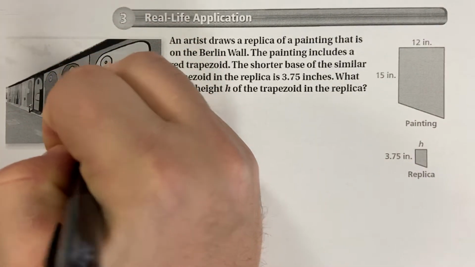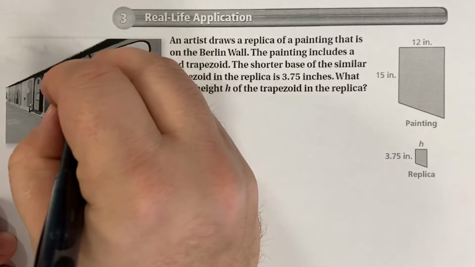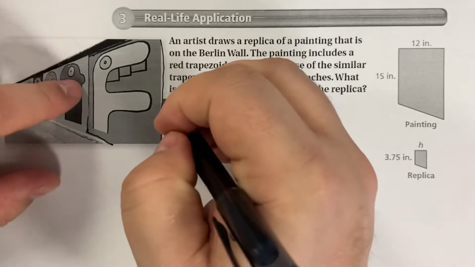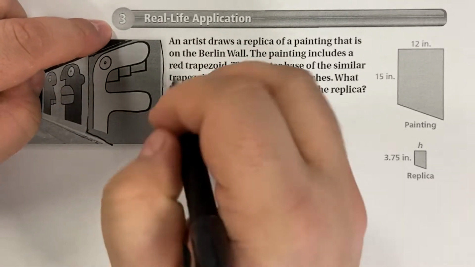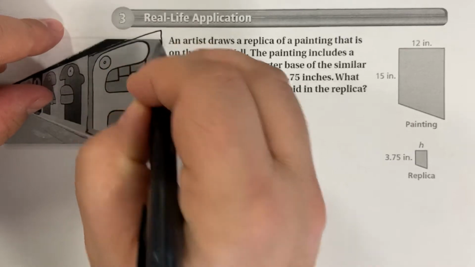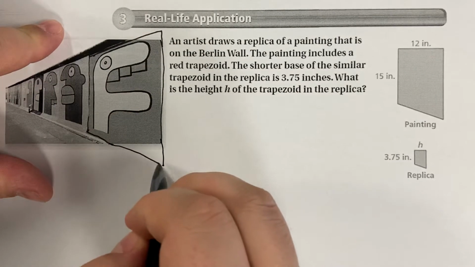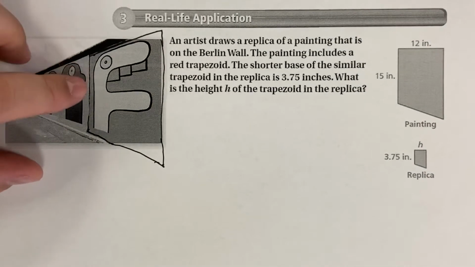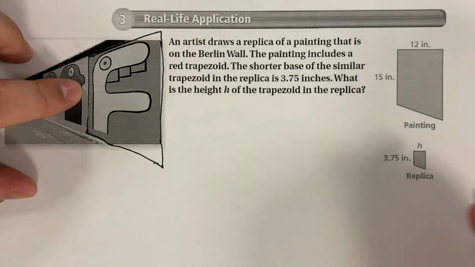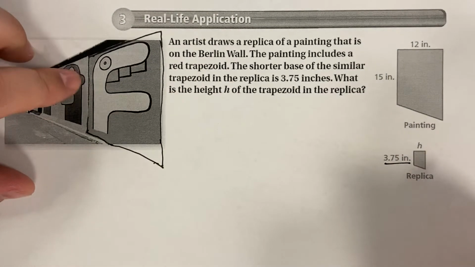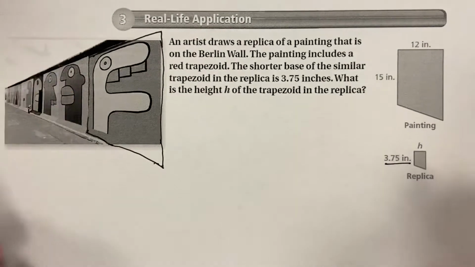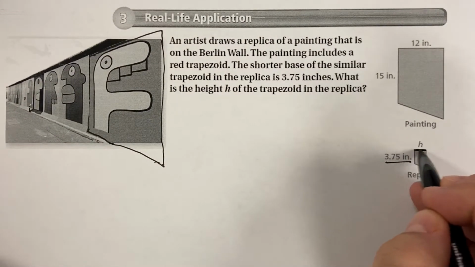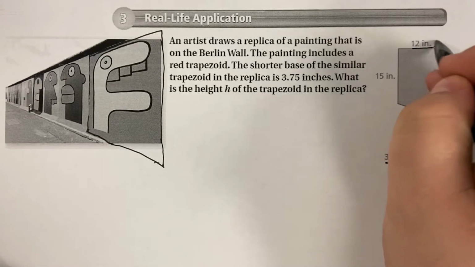And if we look, we will see that, yeah, it cut off, but we will notice that this is definitely a trapezoid. We have two parallel sides, two non-parallel sides, because if the picture had continued, it would have looked somewhere around there. Trapezoid. So the shorter base of the similar trapezoid is 3.75 inches, which would have been this side. What is the height of the actual trapezoid? Or sorry, what is the height of the replica? The actual was 12 inches.